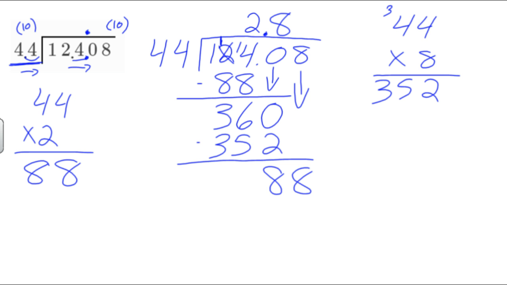Bring down my next number, 88. 44 goes into 88 twice. I get 88. 0. I have no more numbers to bring down. My answer is 2.82.